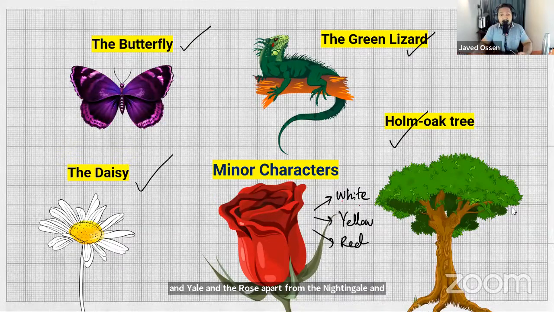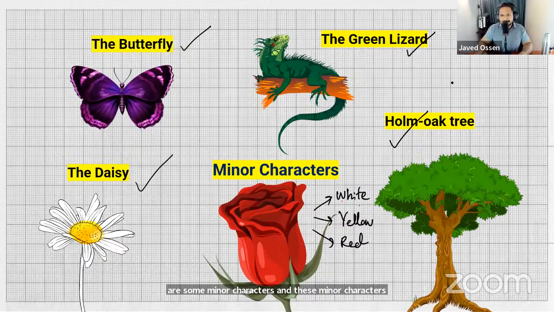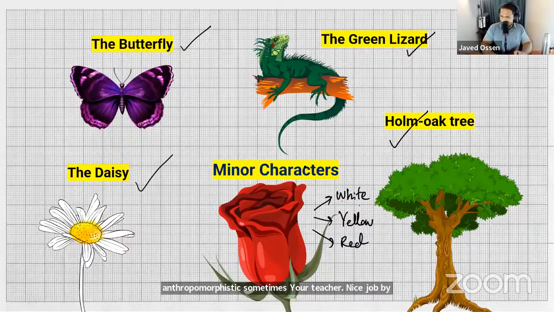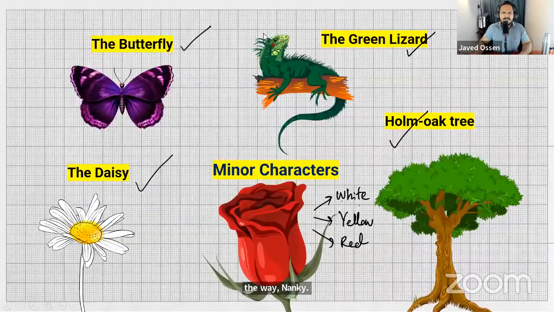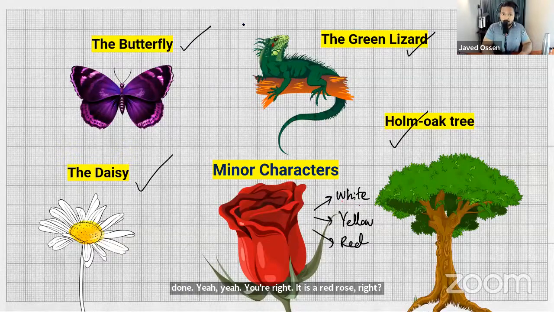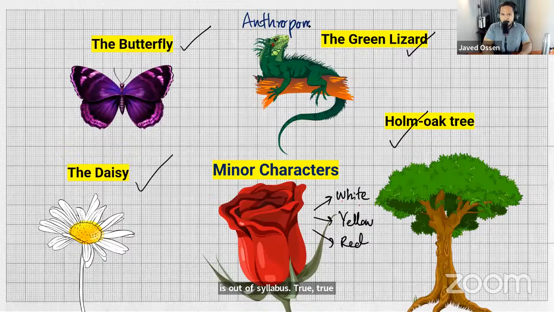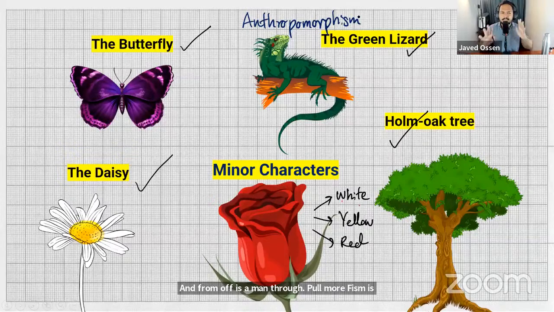And these minor characters are anthropomorphic. One more time. They are anthropomorphic. It is a red rose, right? Sometimes your teacher might tell you anthropomorphism is out of syllabus. True. Anthropomorphism is out of syllabus, but you can use it once in the Nightingale and the Rose.